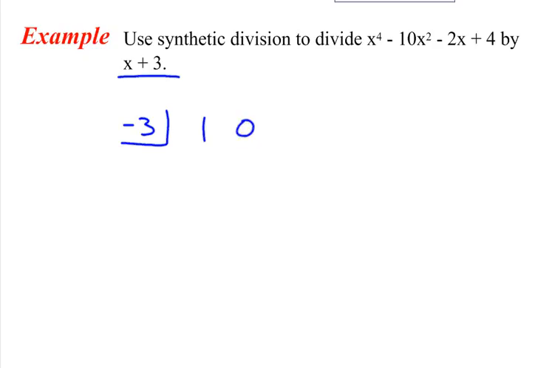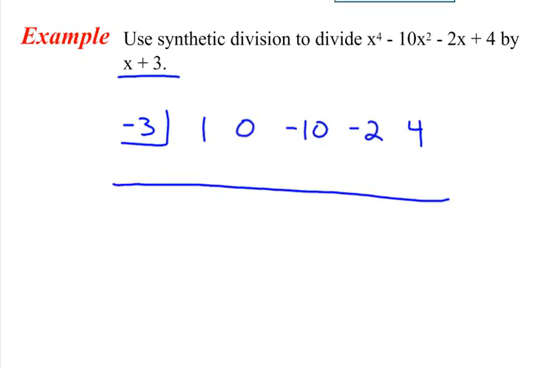The coefficient of the x squared term is negative 10. The coefficient of the x term is negative 2. And then we end with the constant. And it's important to note that if you don't have a constant, you also need to put a 0 to hold that place. This is our initial setup. Now we're ready to actually do the synthetic division.